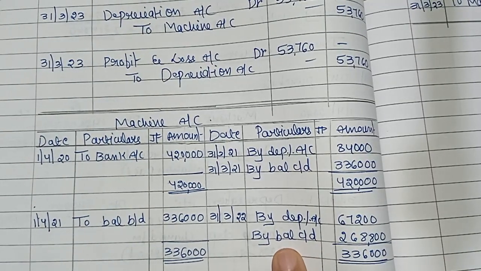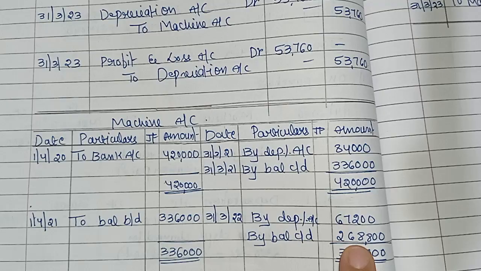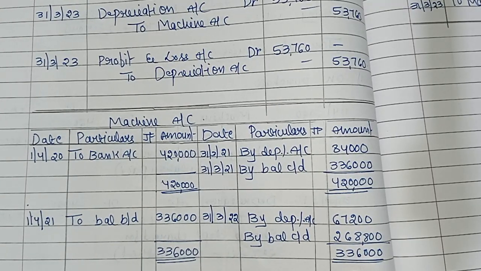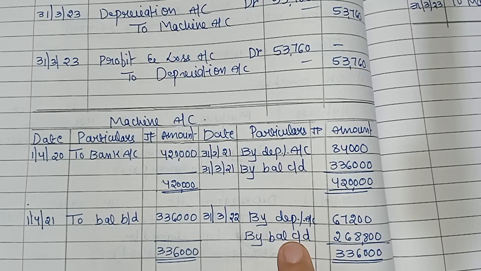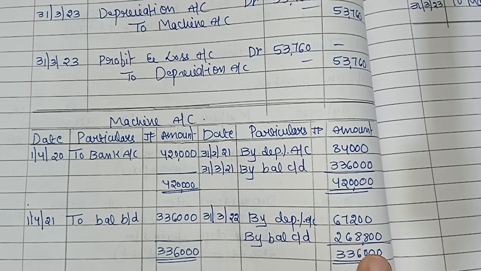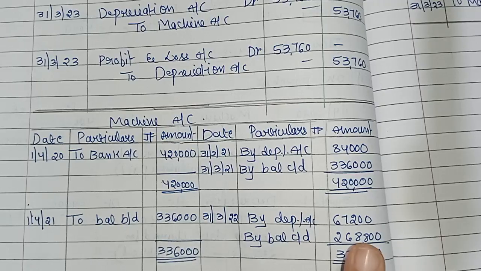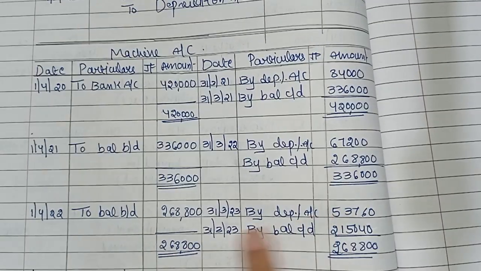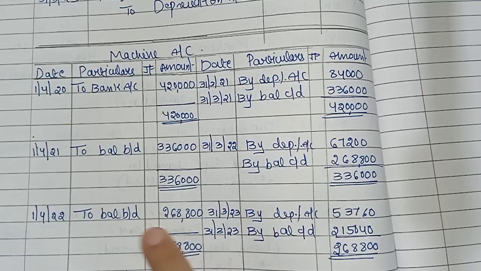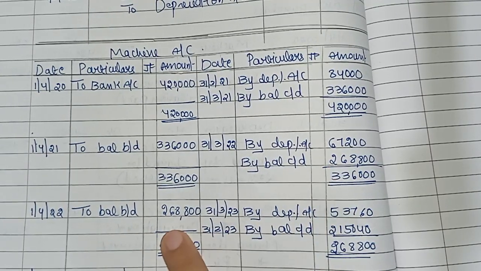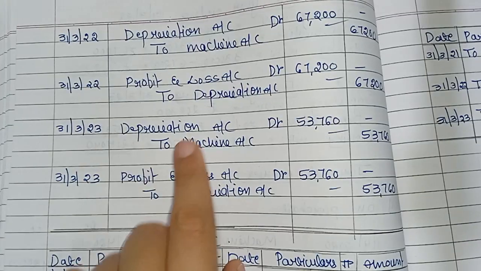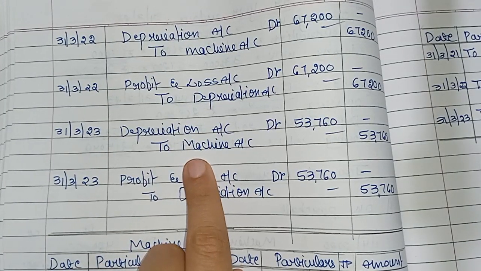That is by balance carried on 2,68,800. Close the account of year 21. Clear? So the closing balance of year 21 is 2,68,800. Now this closing balance of the second year becomes the opening balance of the third year, 1/4/22, to balance brought down 2,68,800. And again see here, 31/3/23, depreciation account debtor to machine account.